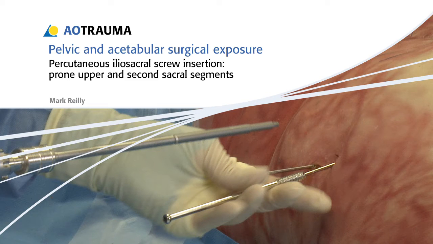This is the technique for insertion of an iliosacral screw in the upper and second sacral segment using a closed procedure with the patient prone. A similar technique for fracture stabilization is used if an open reduction is performed.